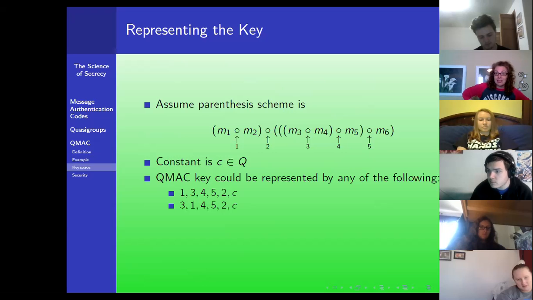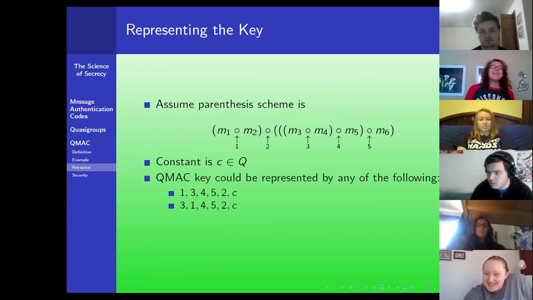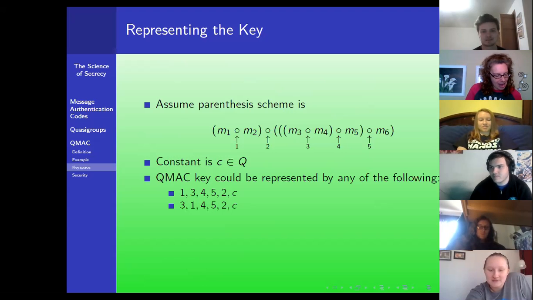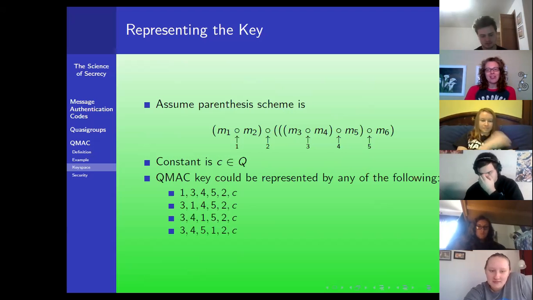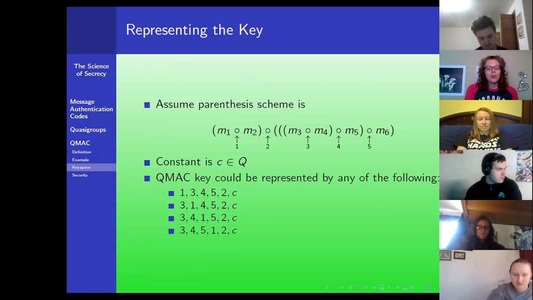Are there others? Other possible keys. Sarah's saying yes, I can see you nodding. Sarah, unmute yourself and give me another one. This is what happens when you nod and I can see you. You can do 3, 4, 5, 1, and then 2. That's my last one, but you can totally do that. You could also do 3, 4, 1, 5, 2, and there are probably others as well.